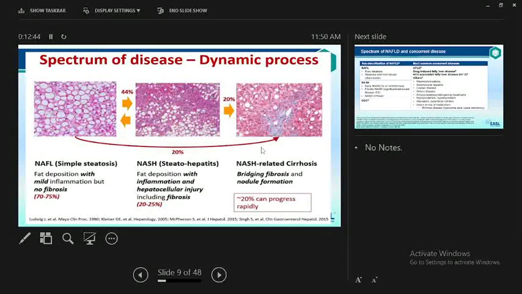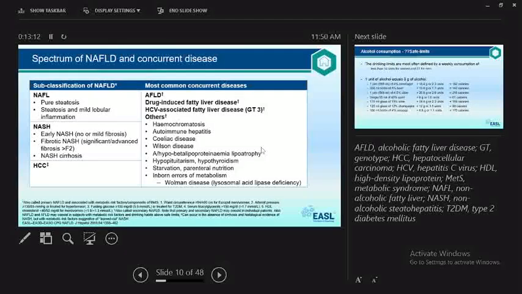NAFLD is just fat accumulation in hepatocytes. The hepatocytes look whitish, like whitish globules. Where there is inflammation, inflammatory cells infiltrate. Apart from the fat deposition, there will then be hepatocyte injury, and there may be a mild degree of fibrosis as well. Once the fibrosis progresses, the patient develops bridging fibrosis and nodular formation, which is an advanced form of fibrosis in NASH.